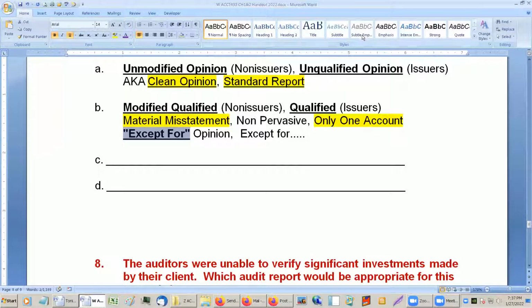In fact, you probably hear it called except for opinions more than what they really are, which is qualified. So it's a qualification on the report. It's saying, okay, everything here is fine. Here comes a qualification, except for accounts receivable. Accounts receivable are on the books at this amount, or we couldn't verify this amount of the accounts receivable, whatever it is. So an except for is there's a material misstatement. However, it's isolated.